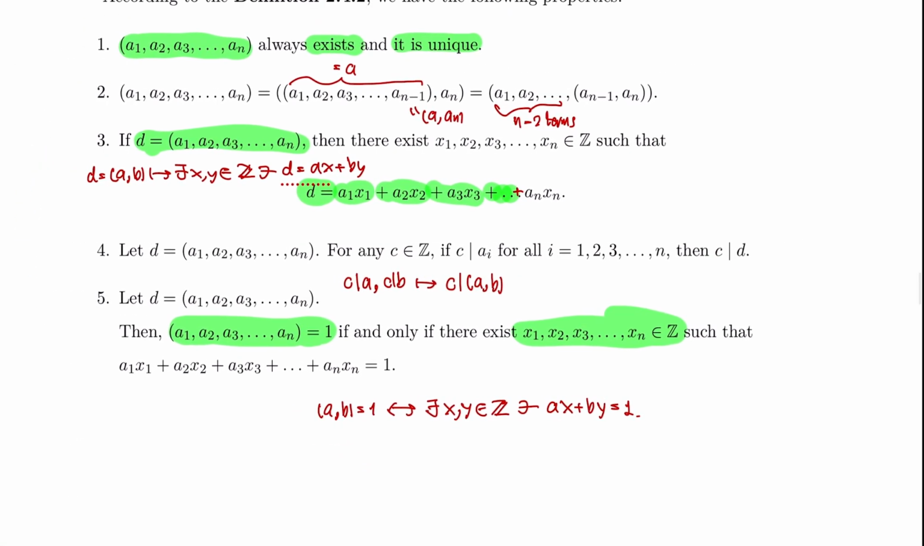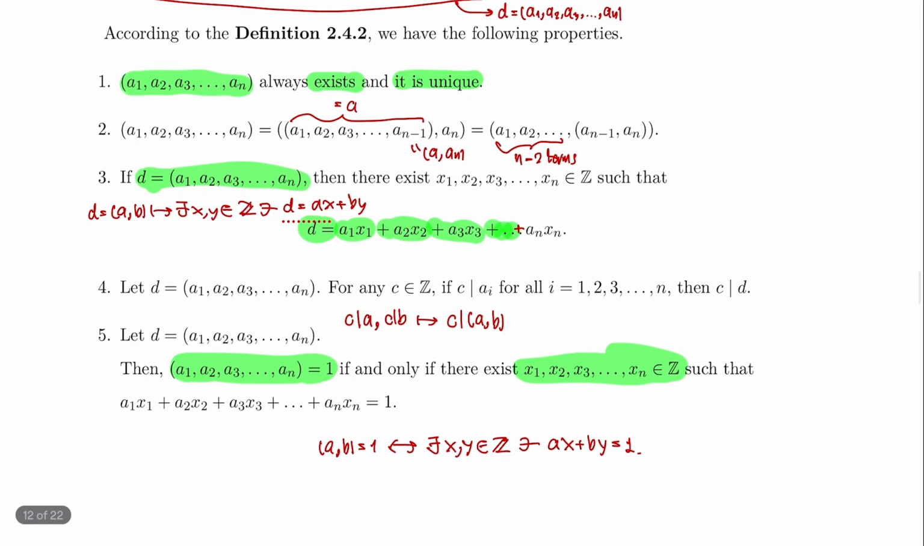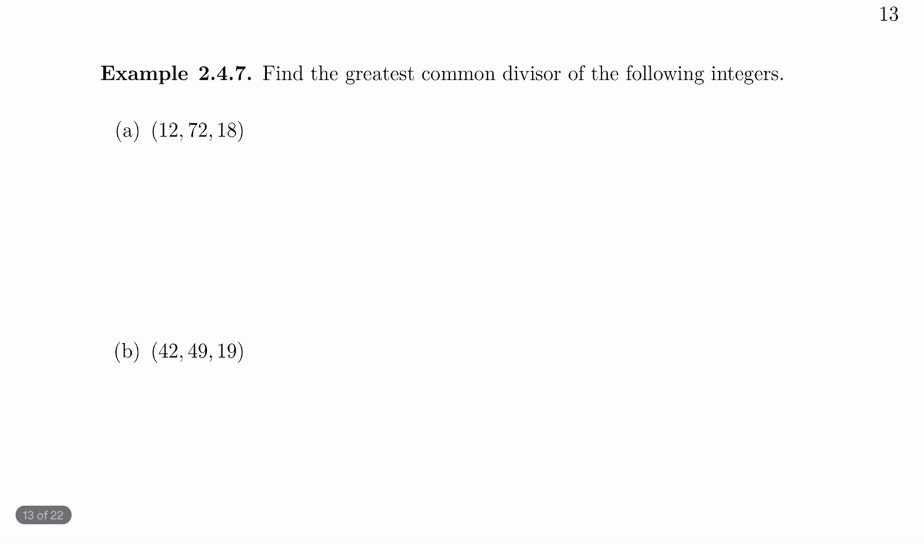Okay, so if you know all the properties of the greatest common divisor of two numbers, you can apply some of the properties to deal with the greatest common divisor of more than two numbers. Now let's find the following greatest common divisors. These are greatest common divisors of 3 numbers.